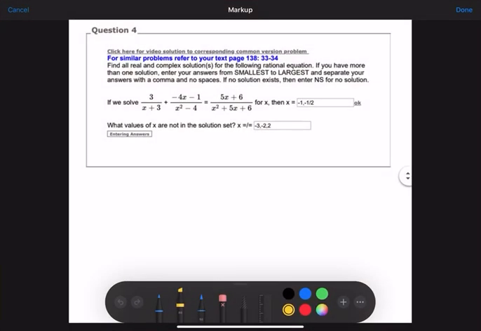All right, this is question 4 from homework 5A. It says, find all real and complex solutions for the following rational equation. If you have more than one solution, enter answers from smallest to largest.